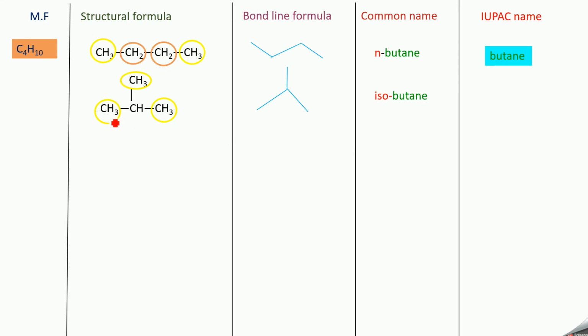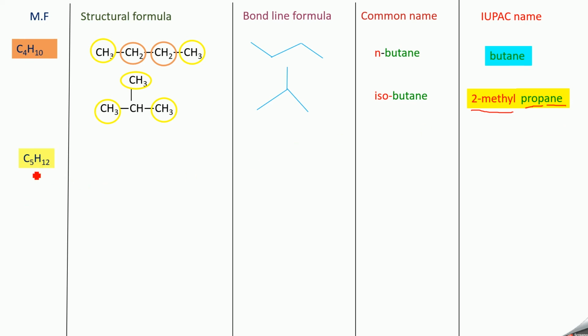IUPAC name, the longest chain is this 3-1. This is the longest chain and we have a branch in the second carbon atom. So the second carbon contains a methyl group. So 2-methyl. And then the main chain contains 3 carbon atoms, so propane. So 2-methyl propane. So here the "but" is the root word, "an" is the suffix. Here this one is the prefix and this one is the root word and this one is the suffix. So you have prefix, root word and suffix.